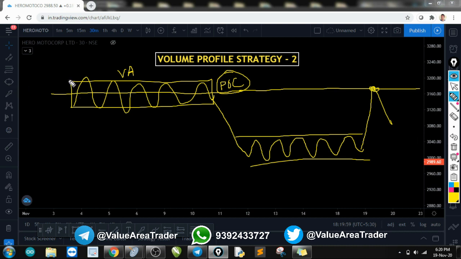It bounced down because previously this area was used by smart money to create short positions, and that's why they took the price down.